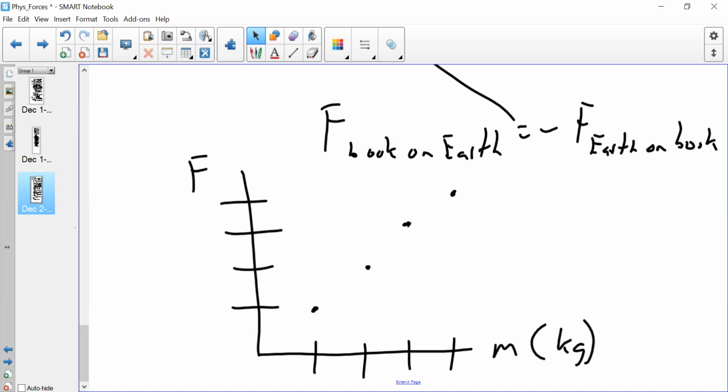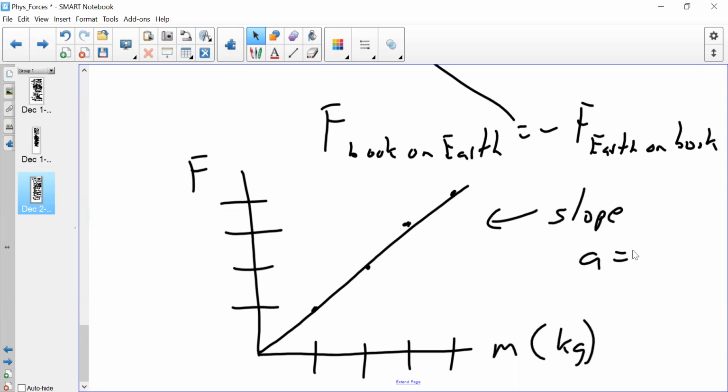But we'll see that relationship is linear. And the slope of this line here will basically give us the constant acceleration for all of those masses and all of those forces. So the slope here would be the acceleration, the common acceleration for all those forces divided by mass. And that's one way that we can get Newton's second law derived.